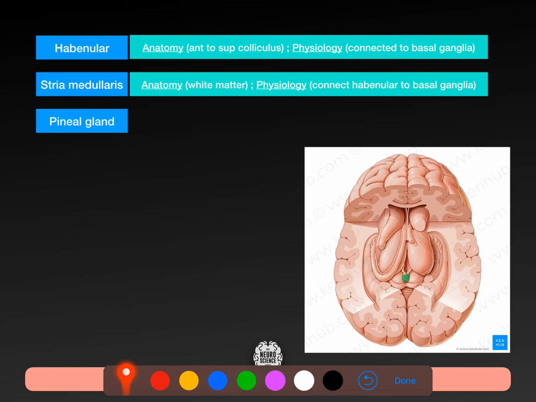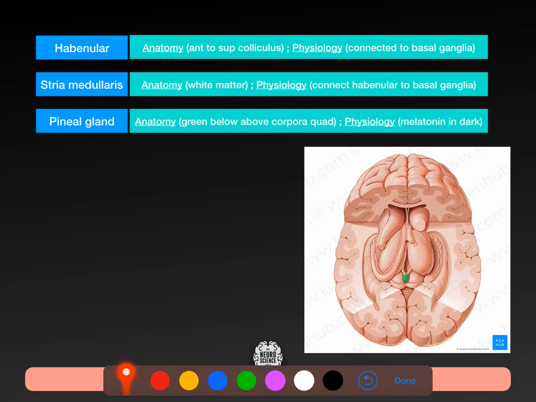So the stria medullaris is a white matter tract that connects the habenula to the basal ganglia as well. So it's a secondary connection. And the pineal gland is green here. It sits above the superior and inferior colliculi, which collectively are called the corpora quadrigemina, or four-bodied twins.